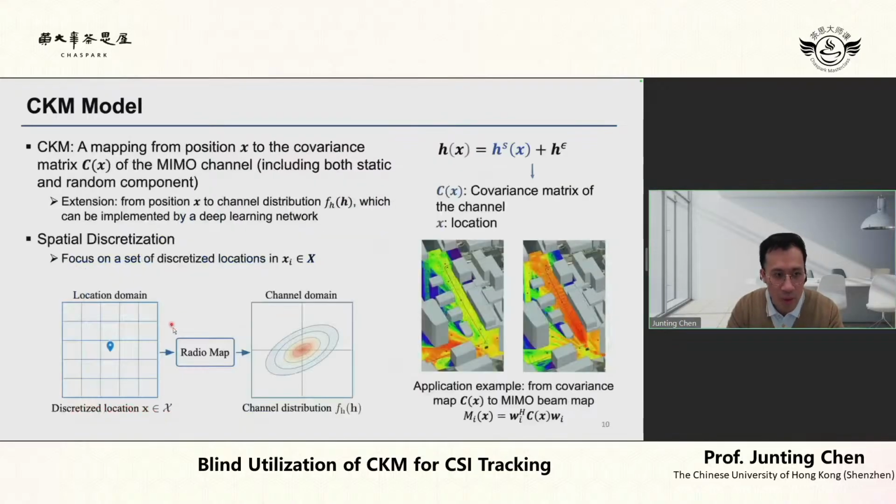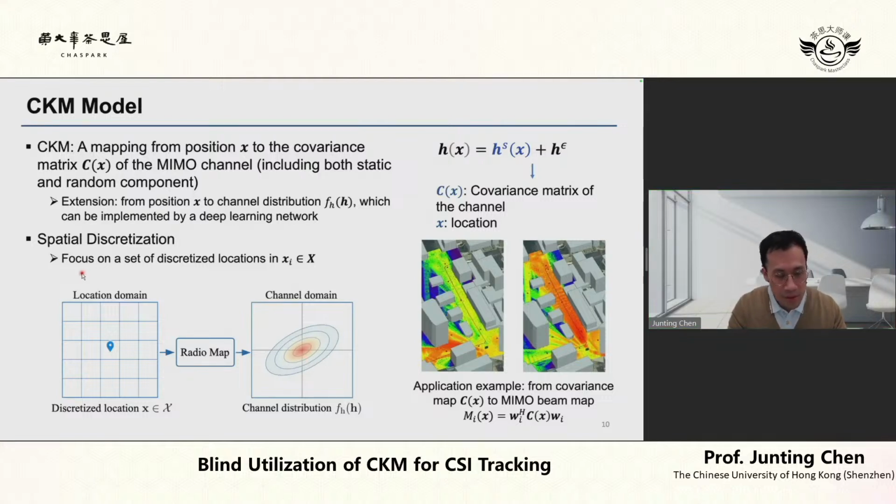So with this, we propose to form a CKM model as a mapping from each position X to the statistics of the MIMO channel. And in particular, we try to use the covariance matrix of the MIMO channel to represent the feature at position X, right? In particular, the covariance matrix will capture the randomness of both the static component as well as the random component. So we can imagine that for a static component, although it is random, it most likely points in the east direction, right? But for the random component, the component that is due to the moving scatterers, it is probably location dependent, but it is so random that it behaves like spreading the energy towards all the directions.